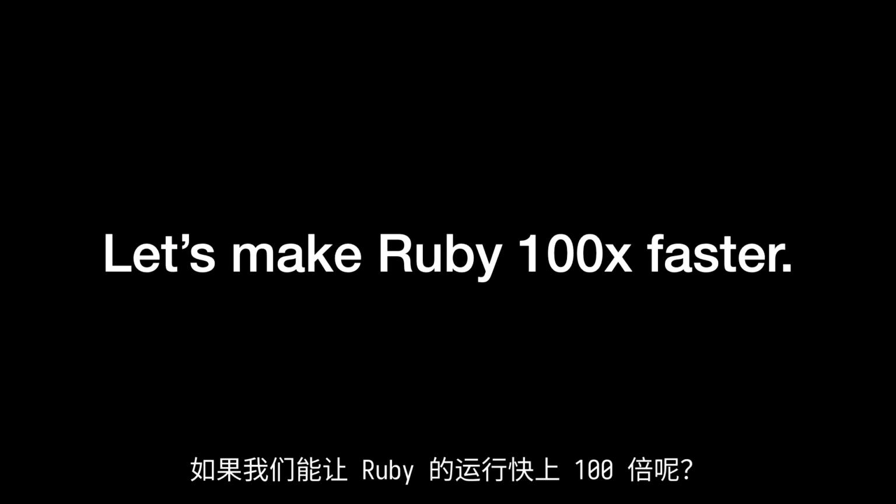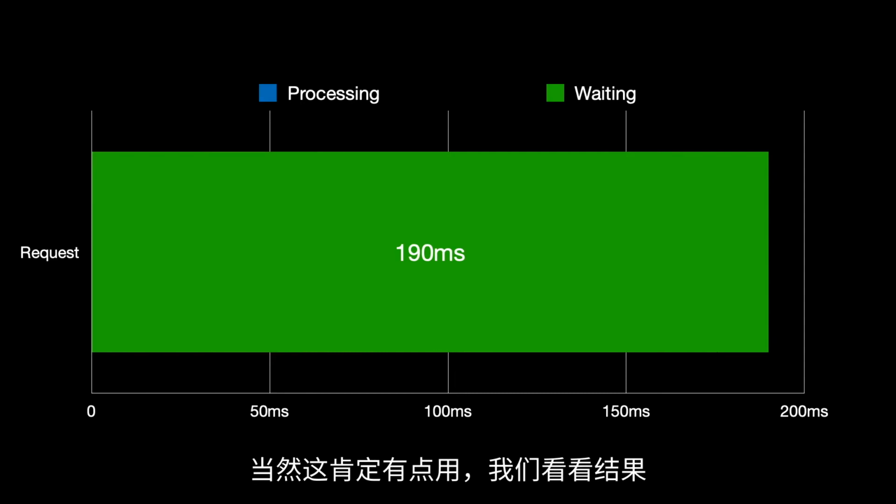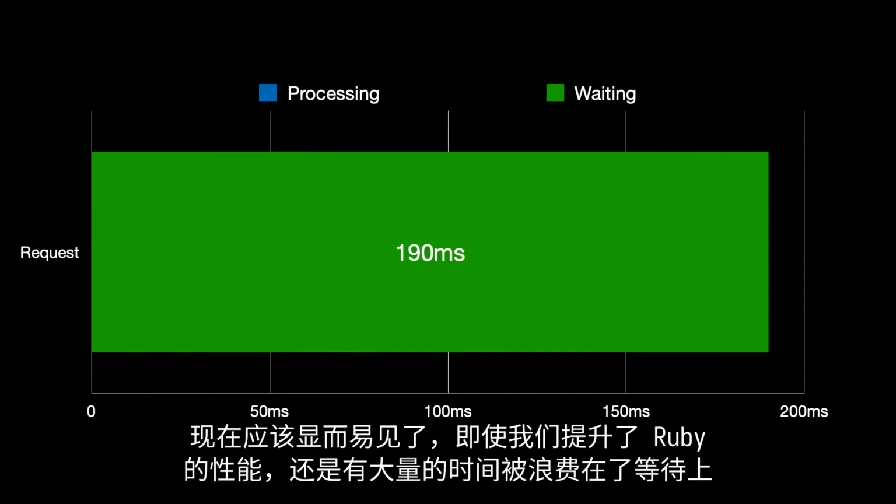What about if we could make Ruby execution 100 times faster? Surely that's got to help. Here is the result. It should be obvious now, even if we improve the performance of Ruby, there is still so much time being wasted by waiting.